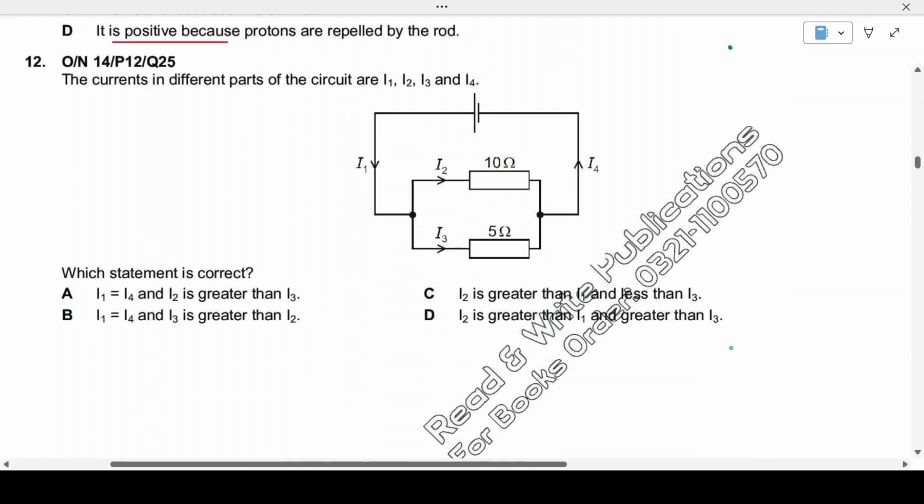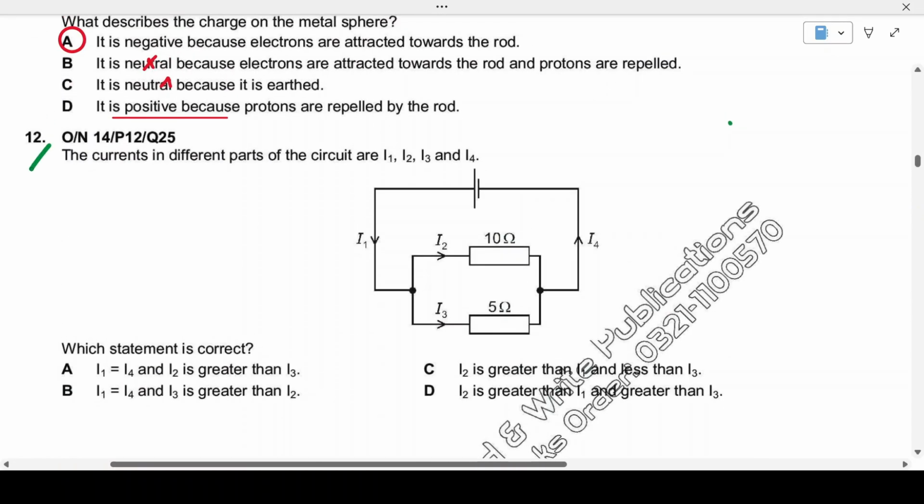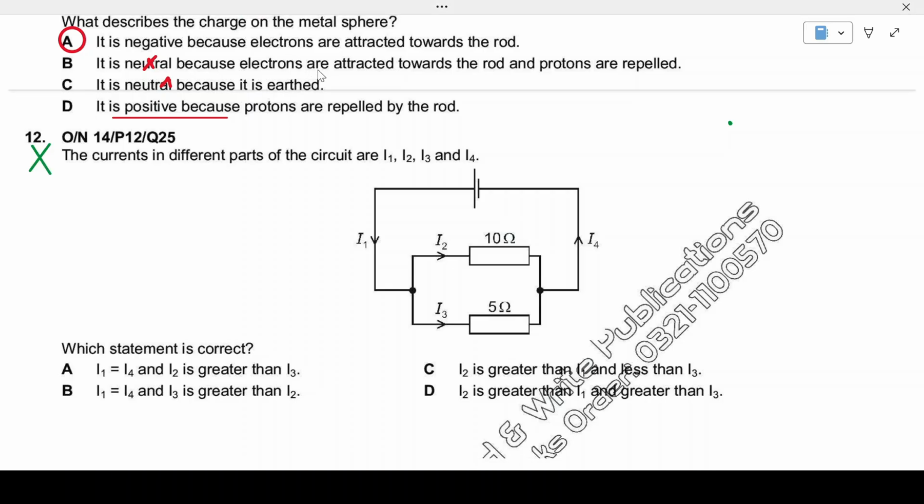Okay, let's take a look at the next one. I'll skip this one for a while. This is related to the topic current electricity.